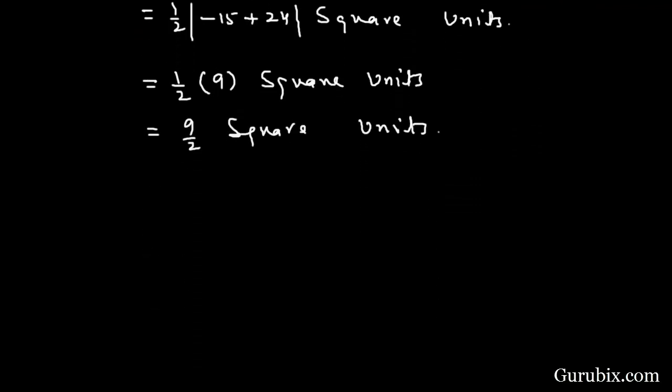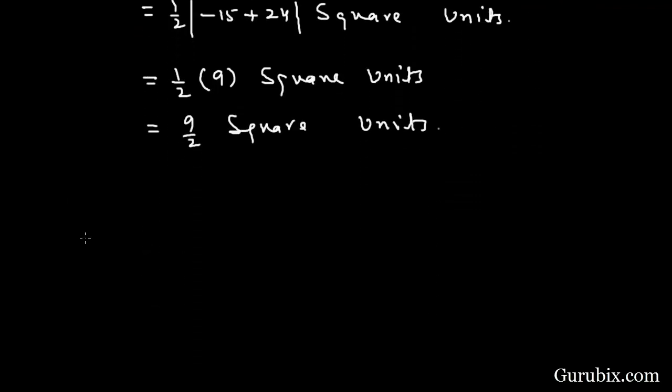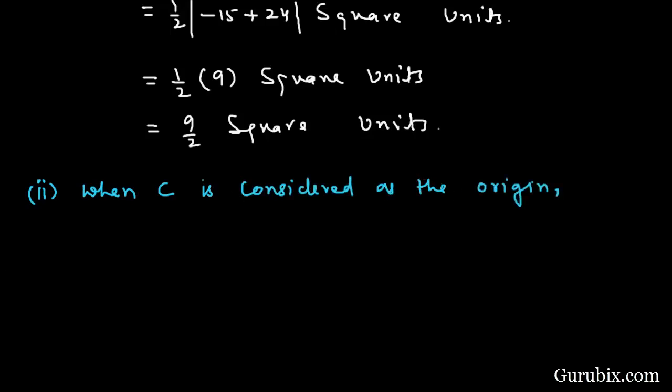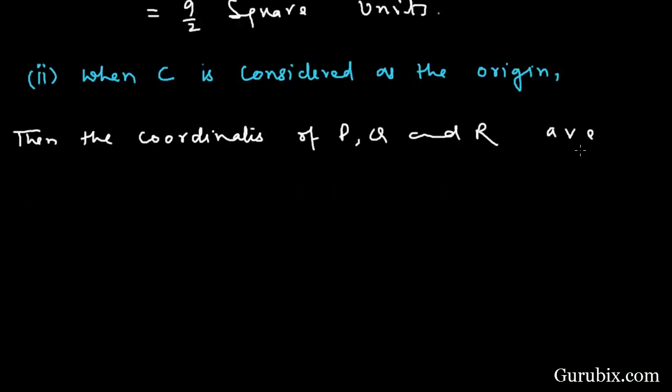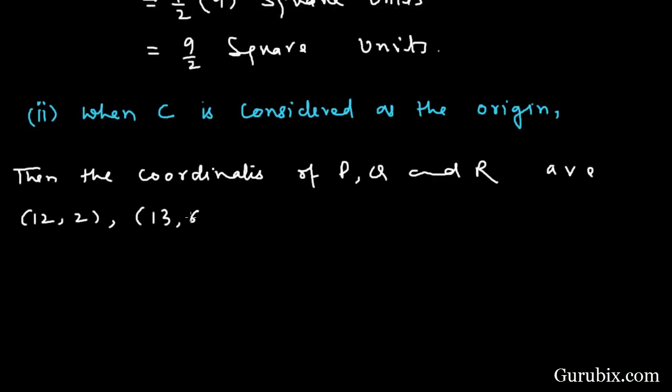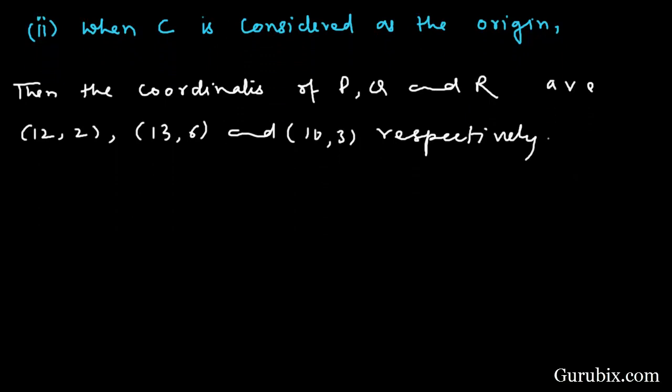So this is the solution of part 1, and now we shall move to the second part of the question, when C is considered as the origin. Then the coordinates of P, Q and R are (12, 2), (13, 6) and (10, 3) respectively. And now we shall find the area of the triangle.